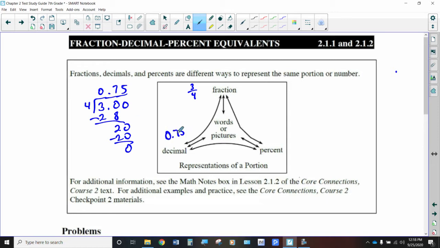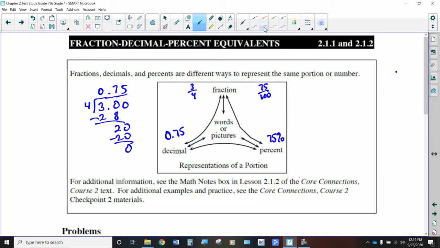Now it's a good idea to say it as the name, because 75 hundredths is another way that you could write the fraction as well. And this particular version of the fraction is critical for the percent, because 75 hundredths is the definition of 75%. So we know that's going to be 75%.